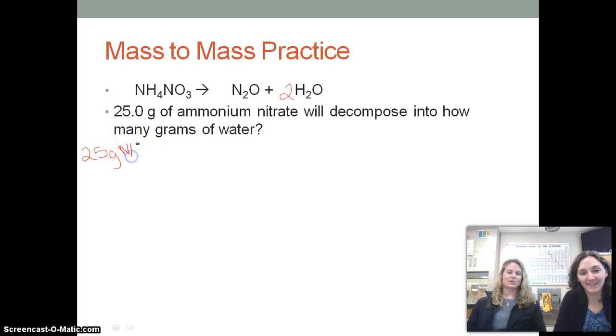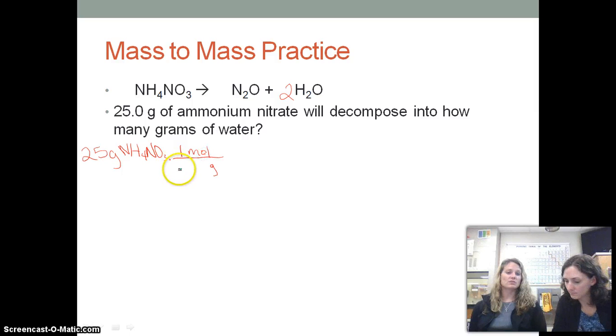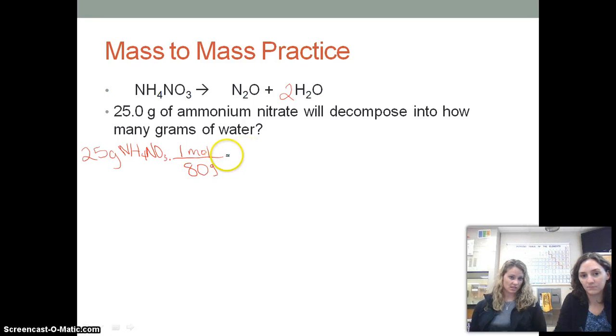Okay. 25 grams of ammonium nitrate will decompose into how many grams of water? So we're starting with our reactant. We want to find out how many grams of product we will actually be making from this. So what we're going to do is set up the little portion of mole to gram, which means you're going to take your grams and divide by the molar mass. That would be one of your triangles, or you can set it up just like this.